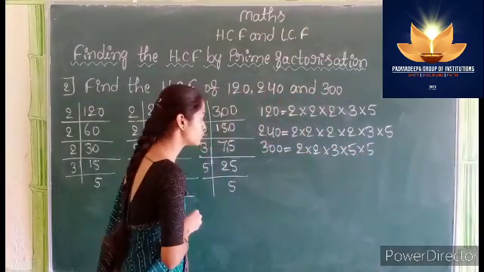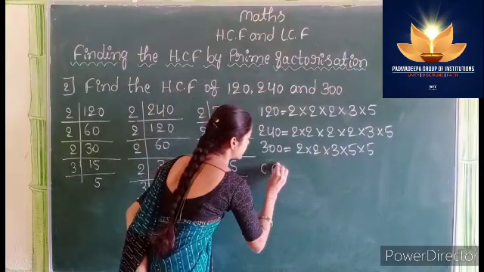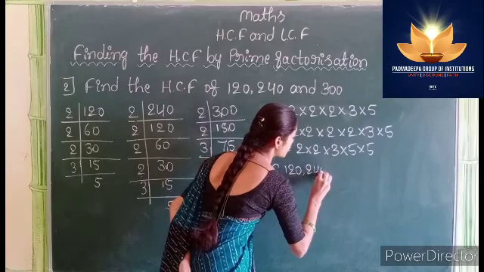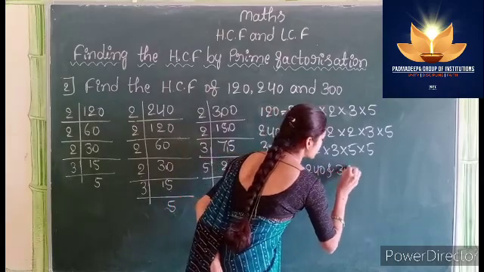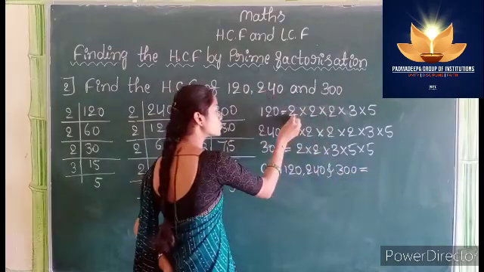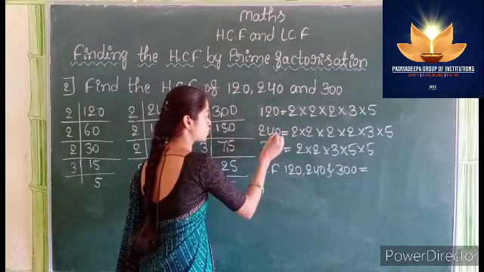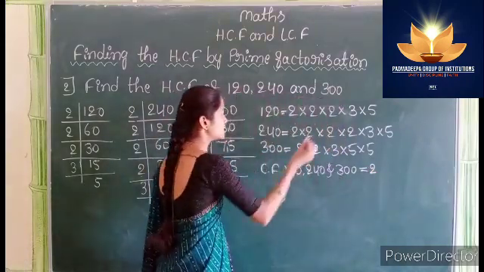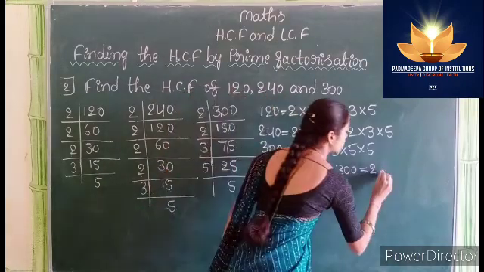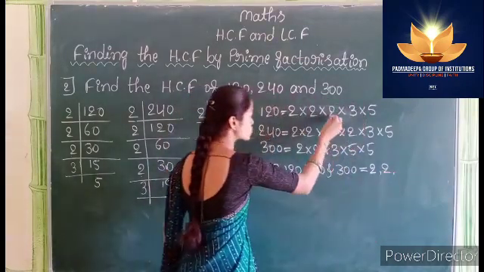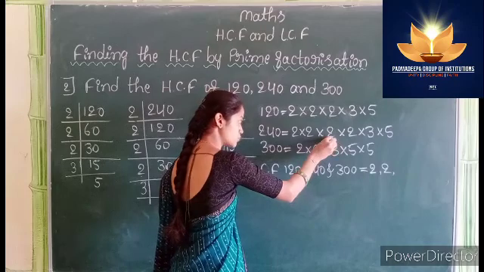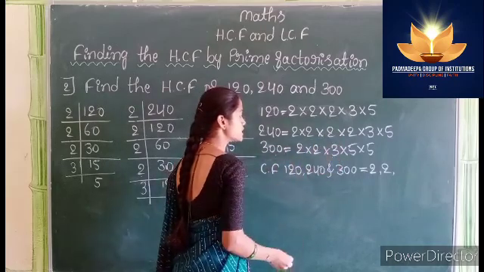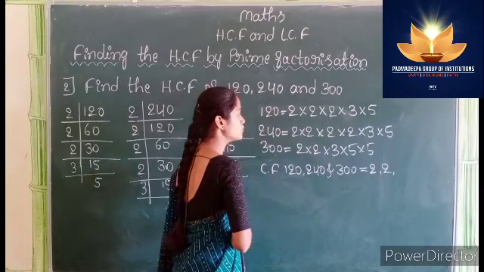Now we have to find out the common factors, right? The common factor of 120, 240 and 300 is 2. This 2 is also a factor of 240 and 300, so we can consider 2 as a common factor, then 2. Then this 2 is a factor of 240 but not a factor of 300, so we cannot consider this 2 as a common factor.